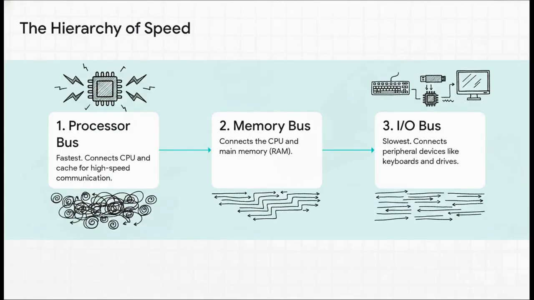So at the very top of this hierarchy, you have the processor bus. This thing is lightning fast, connecting the CPU to its personal high-speed memory called a cache. Then you have the memory bus, which connects to your main RAM. And finally, you have the slower I/O buses that handle things like your keyboard or your USB drives.